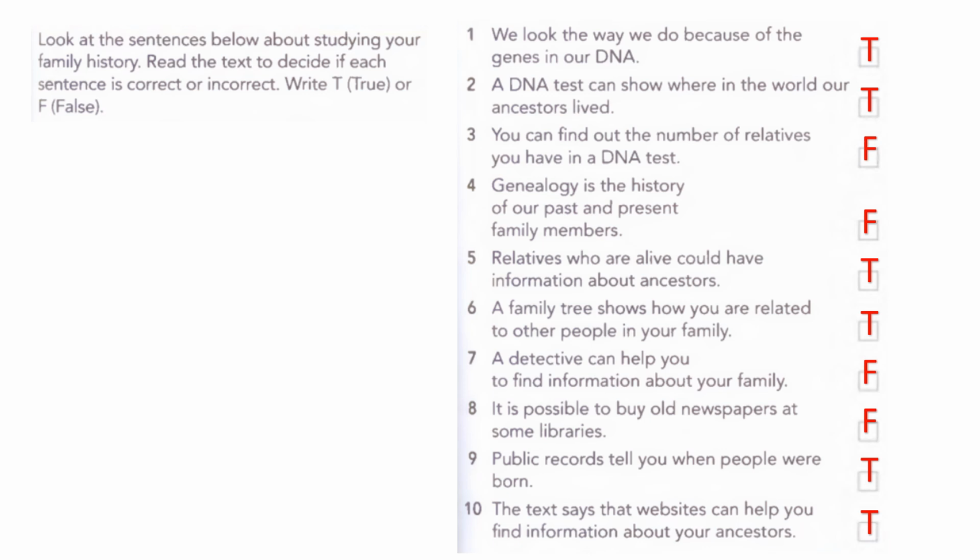Number 8. It is impossible to buy old newspapers at some libraries. Well, this one is false. Number 9. Public records tell you when people were born. This is correct. And then finally, number 10. The text says that websites can help you to find information about your ancestors. This one is true.